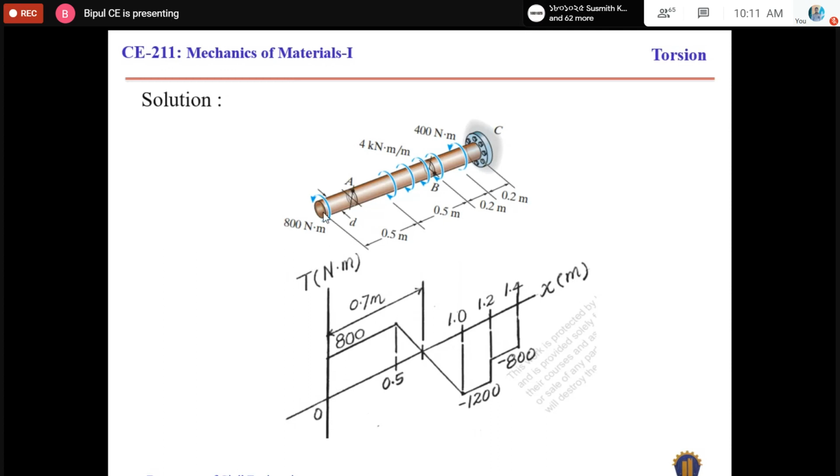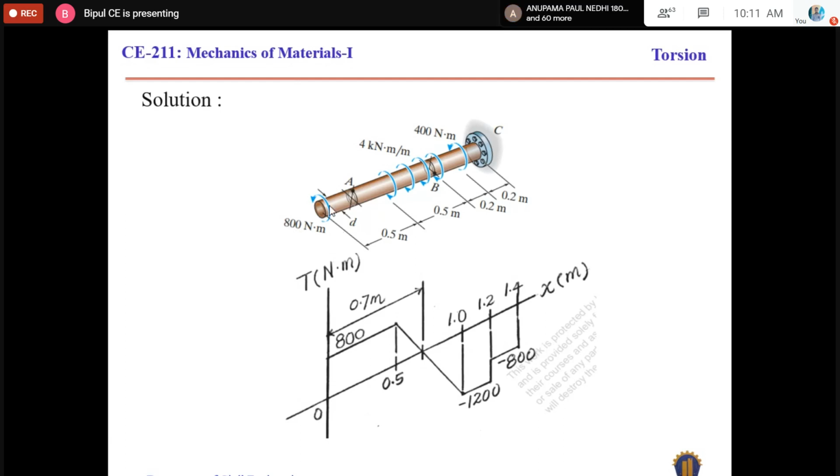So if we start from here, the free end is subjected to a concentrated or constant torsional force of 800 Newton meter. And if we apply the right hand thumb rule, this torque is positive, right? Because if the thumb goes away from the surface, then the curling direction is similar to the direction of torque. So this torque will be positive. So say it is 800.